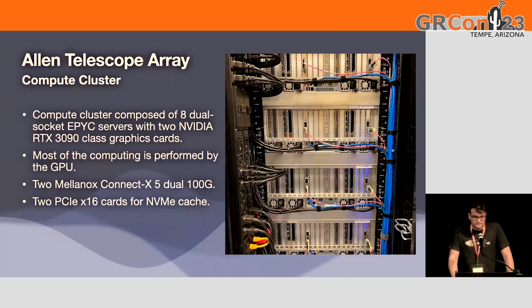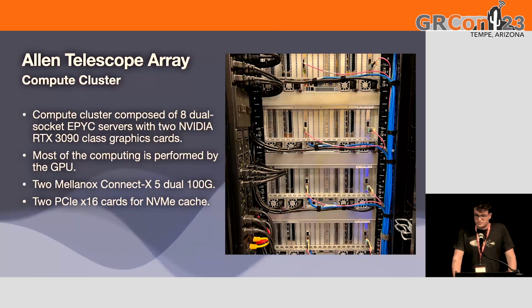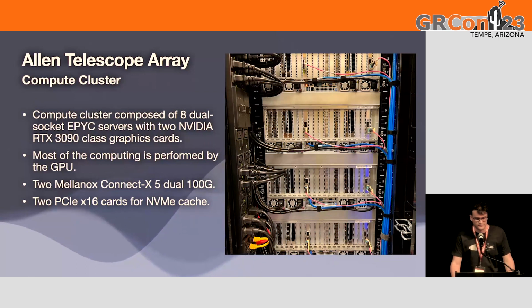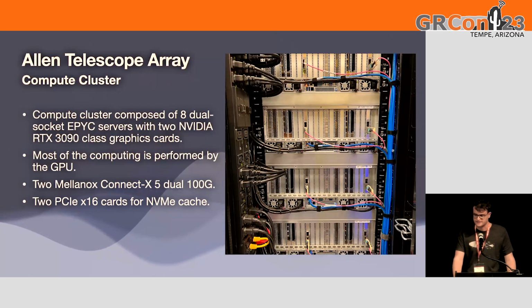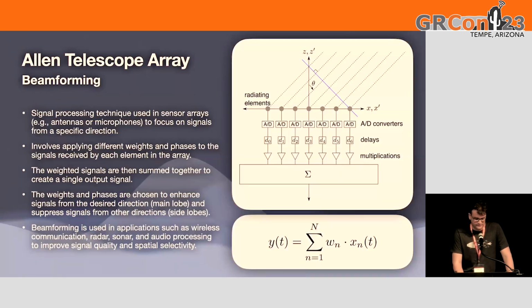Now, where is all this data processed? We currently have 8 dual-socket EPYC servers. Each one has 200 gigabit Mellanox fiber links, and also RTX 3090 or A6000 NVIDIA GPUs running CUDA. And also a relatively small NVMe cache, also working with PCIe x16, so we can buffer some data.